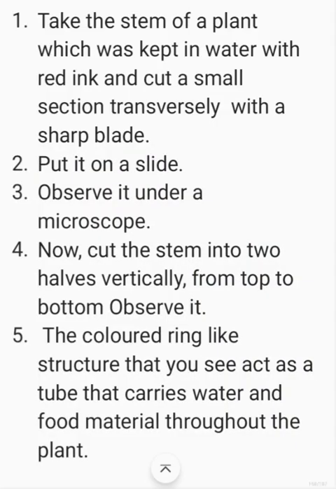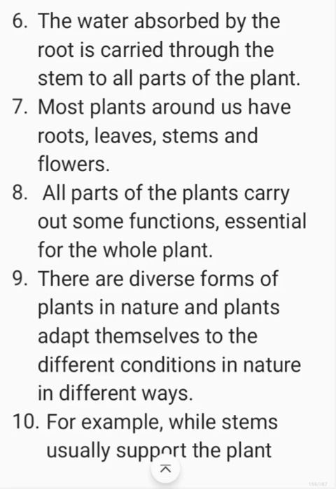The colored ring-like structure that you see acts as a tube that carries water and food material throughout the plant. The water absorbed by the root is carried through the stem to all parts of the plant. Most plants around us have roots, leaves, stems and flowers. All parts of the plants carry out some functions essential for the whole plant.